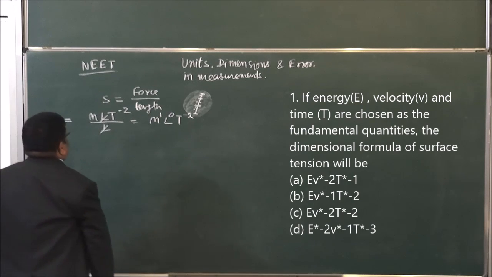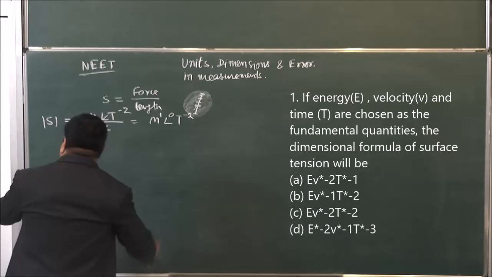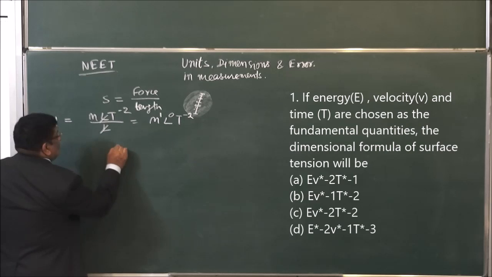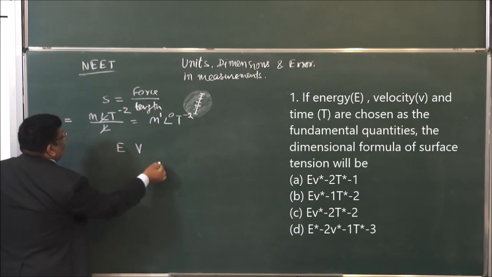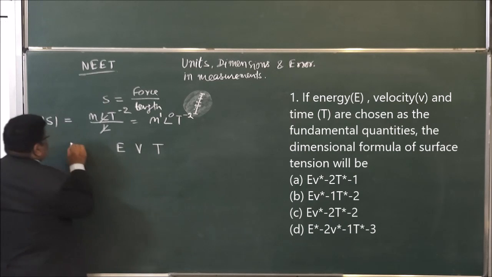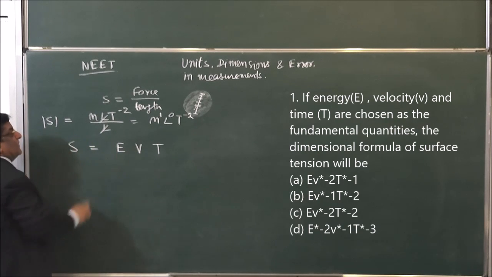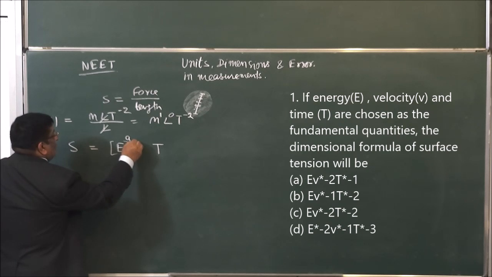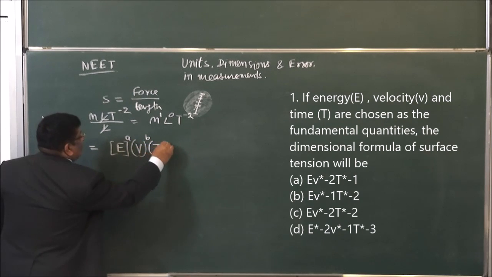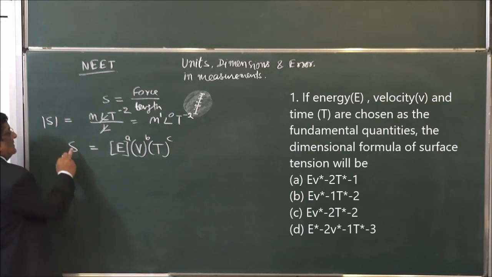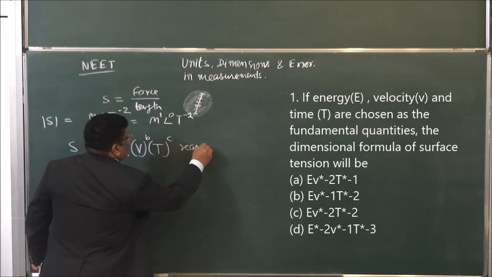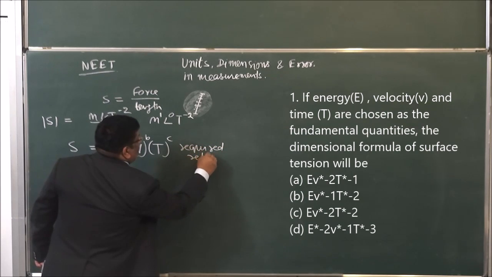Now it is to be expressed in the form of energy, velocity and time: energy E, velocity V and time T. This surface tension has to be expressed in this way. We know this method. E to the power A, V to the power B and T to the power C. That will be the surface tension. This is the required relation.